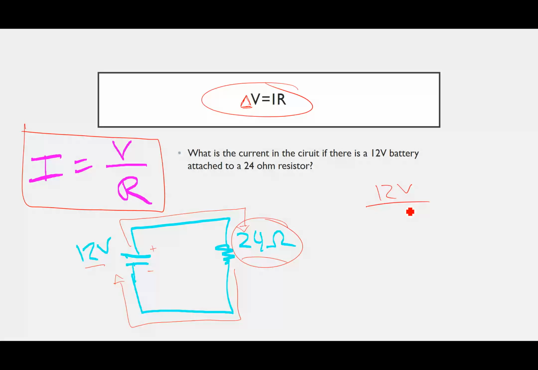So in order to solve, it's just 12 volts divided by 24 ohms. That's going to give me 0.5 amps. Current is measured in amps and its symbol is I. None of those three things go together, so just get used to it. Makes no sense, like the rest of physics.